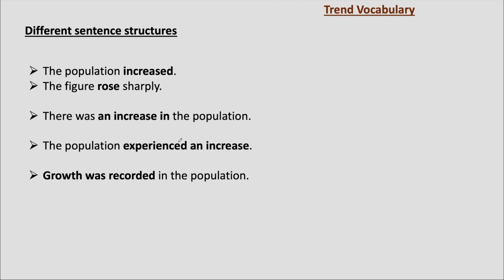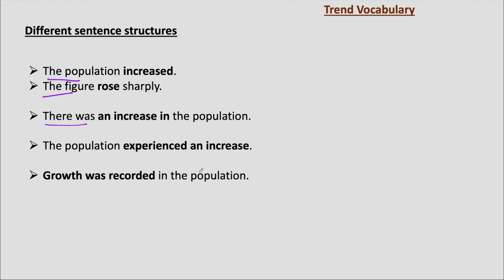Here are different sentence structures we can use to describe increase and decrease. Notice that the meaning stays the same, but the structure changes. Sometimes we start the sentence with the population or the figure, or we can start with the change using there was. So, there was an increase in the population.